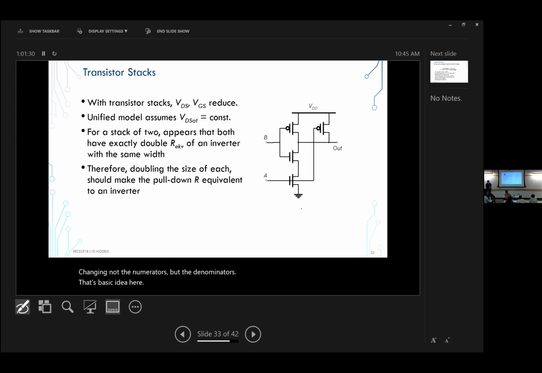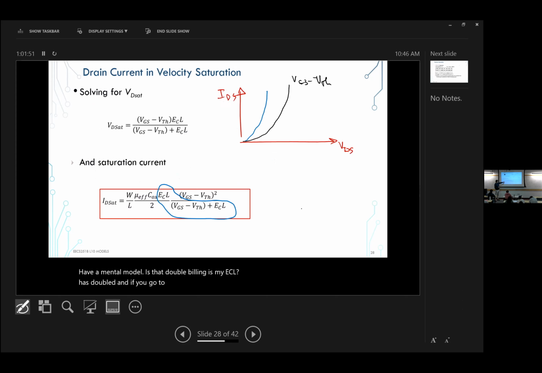In unified models, we assume that the VDSAT is constant. Here, VDSAT changes depending on the channel length. There is this modifying factor EC times L. I have a mental model that if I double the length, then my ECL has doubled. If you go to this equation, I have twice ECL for a stack of two devices. Therefore, my current is going to be divided differently. There's a question in the back.